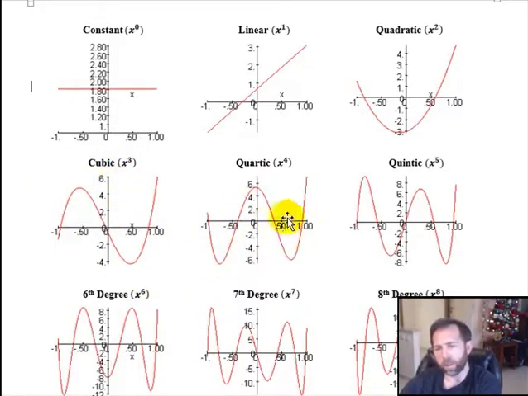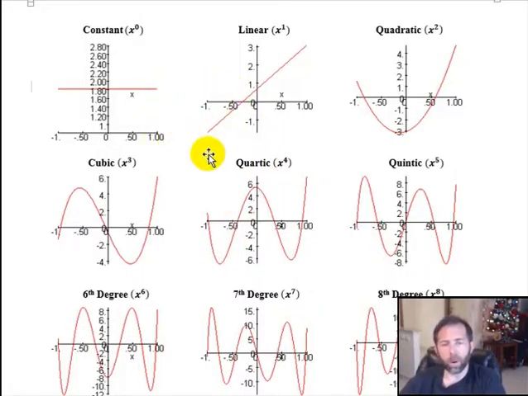There are 3 turning points on a quartic. There are 4 turning points on a quintic. So the number of turning points is always 1 less than the degree. So that's one key point. The number of turning points is always 1 less than the degree.